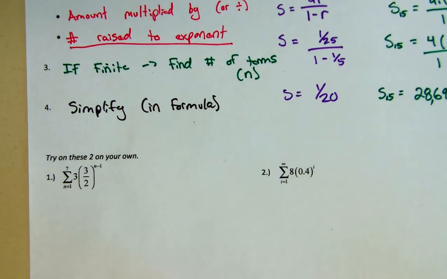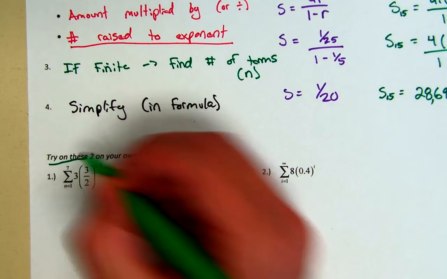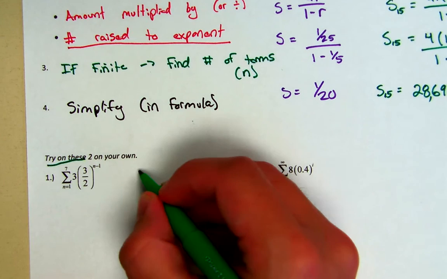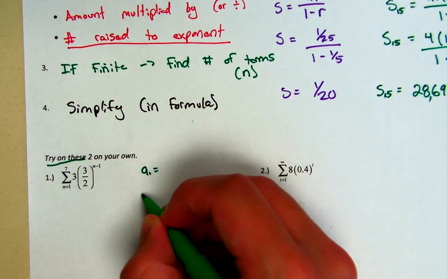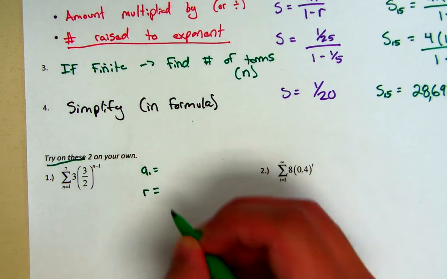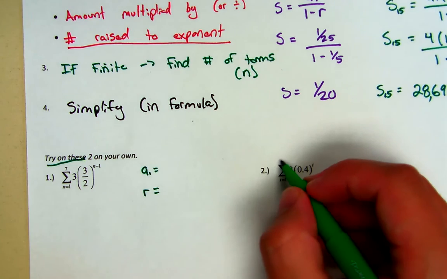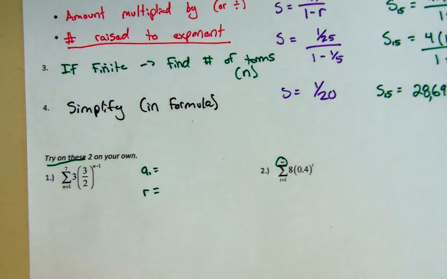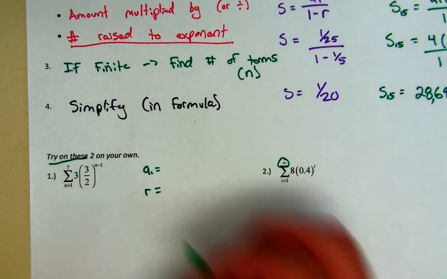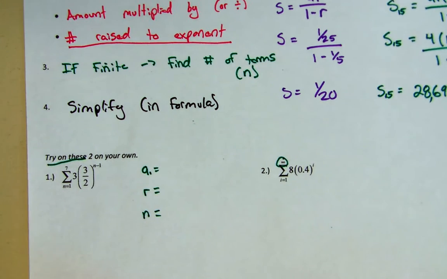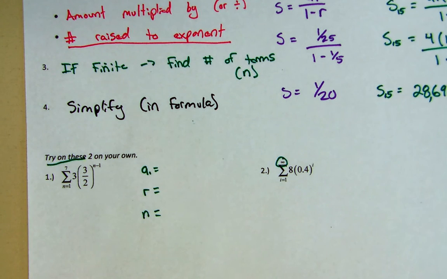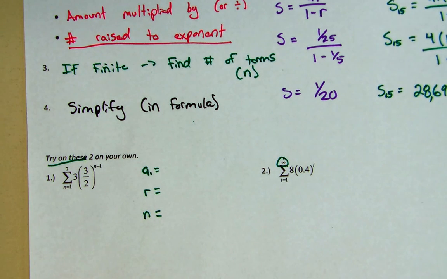These 2 examples down here, again, these are try on your own. So figure out, again, your a1, figure out your r, figure out n if you have to. Here, focus on that little infinity sign, that tells you something. You might need to find n in this case, and you go ahead and figure that out using these new formulas. And I will continue the next set of notes in a separate video.